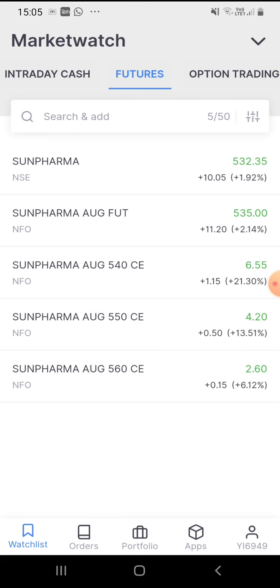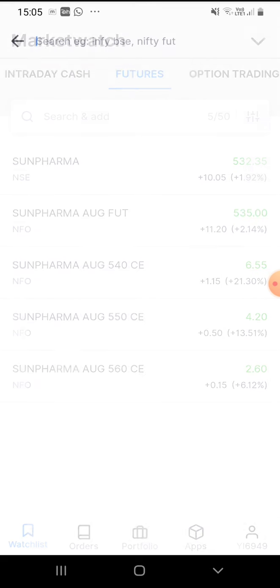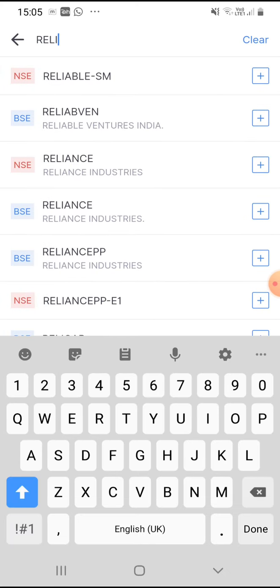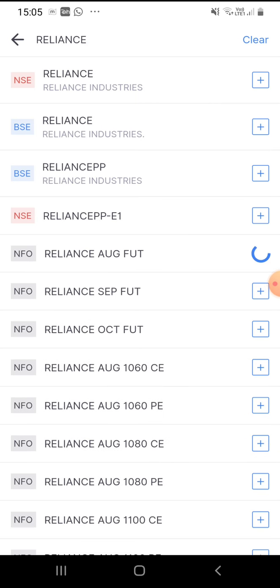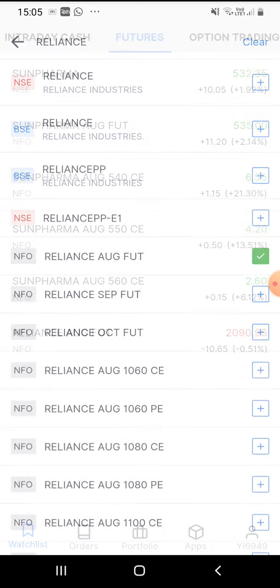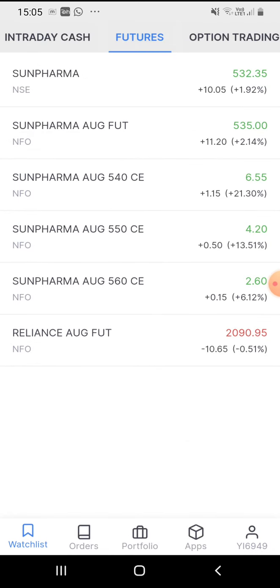Now, what if the real value gets decreased? Then obviously we need to buy PE. For example, Reliance, we can take last day, Reliance. So Reliance current value is 2090, right? 2090 is the current value. So we are assuming that Reliance will go down to 2080.